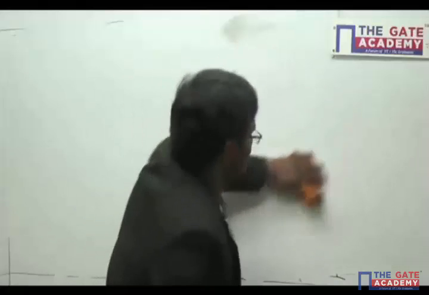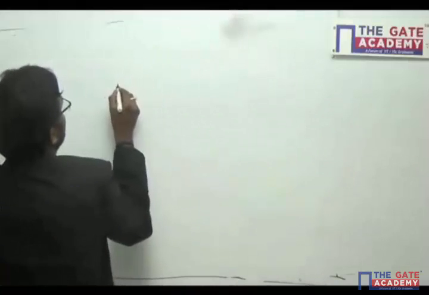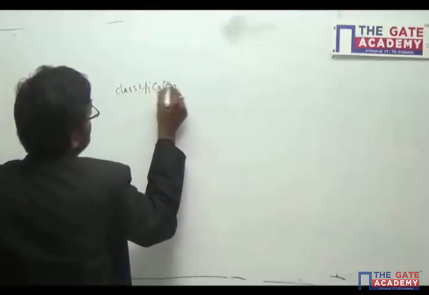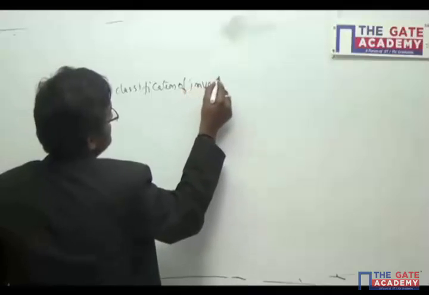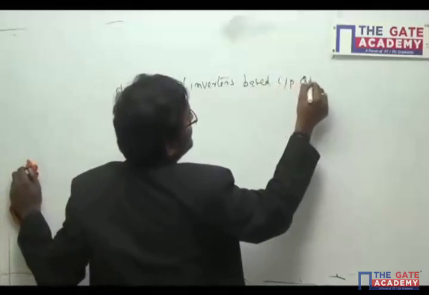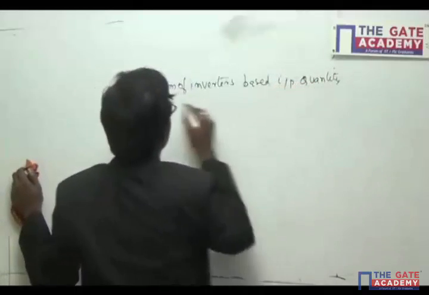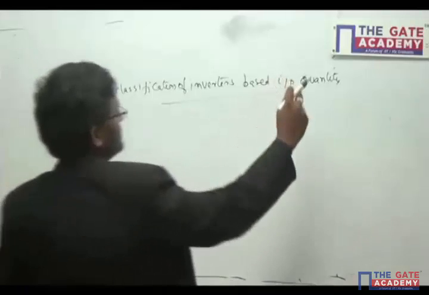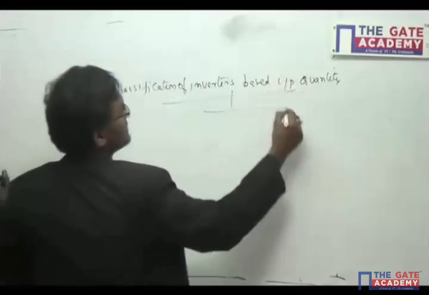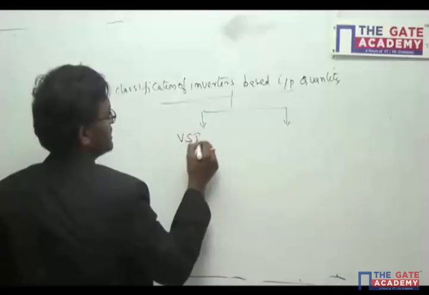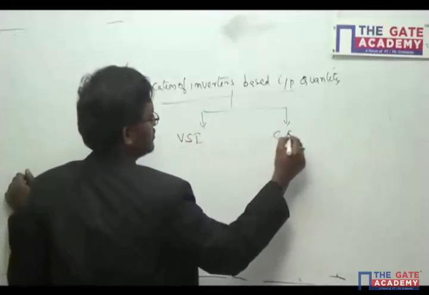And one more classification is there. Classification of inverters based on input quantity. Because I told you the input is DC. So type of input quantity. How many types? The input DC may be voltage or current, right?